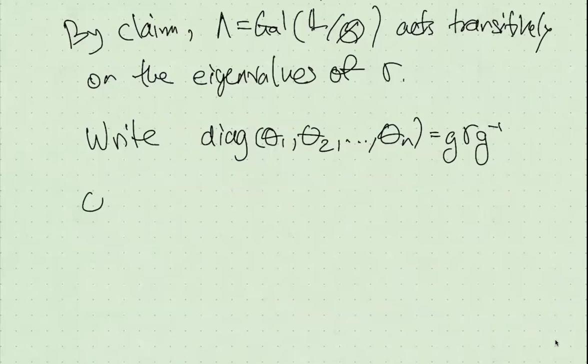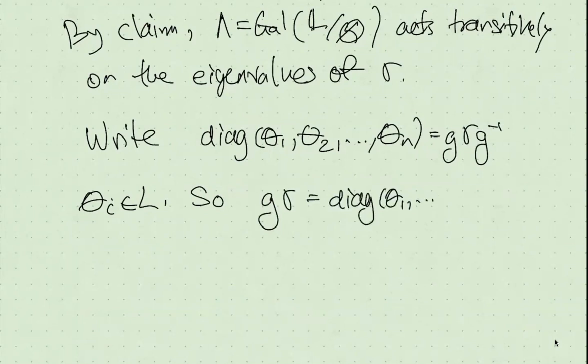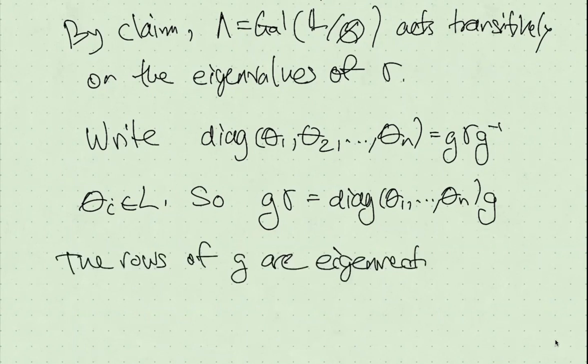the theta i's all belong to L. And so if I write down the previous formula in this way, I've just rewritten the previous line, but here what this means is if I think of the rows of G, and I think of gamma as acting by right multiplication on the rows of G, then this just means that the rows of G are eigenvectors for left multiplication.